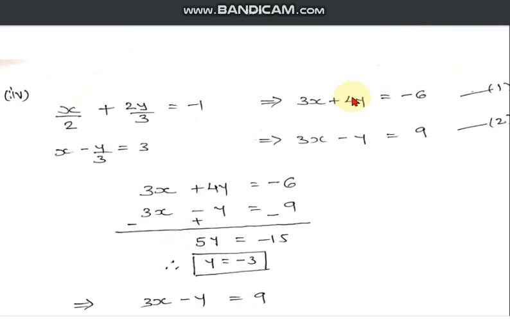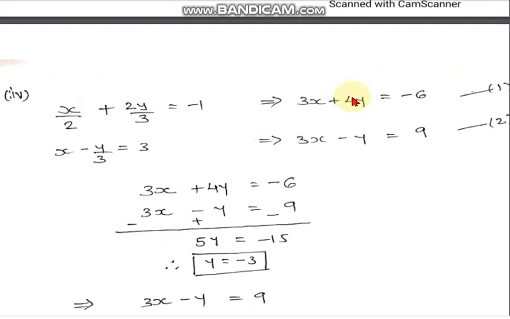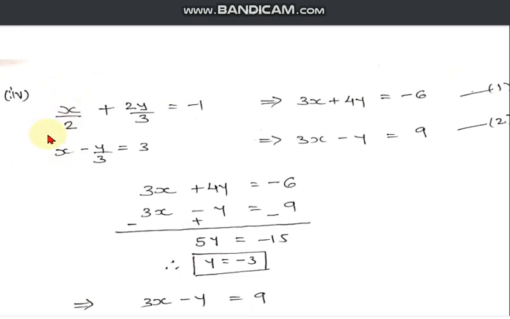Now let us see one more sum. Here in this sum, x upon 2 plus 2y upon 3 equals minus 1 is given. Now we know that to eliminate x or y, we need to make their coefficients equal. That's why I am taking the LCM here. So the LCM will be 6. If we take LCM 6 and simplify this equation, that will be 3 into x, so 3x plus 2 into 2, 4y. So 3x plus 4y upon 6 equals minus 1.